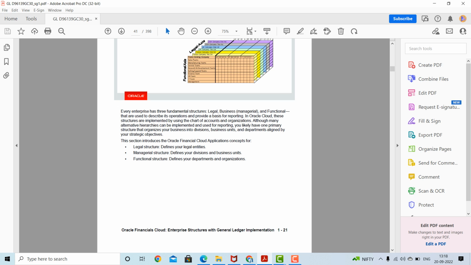This section introduces the Oracle Financials Cloud application concepts. Legal structure defines your legal entities, managerial structure defines your divisions and business units, and functional structure defines your departments and organizations. So easy.